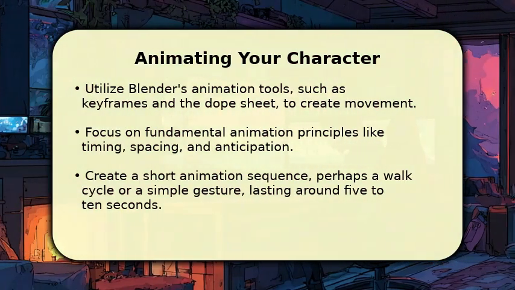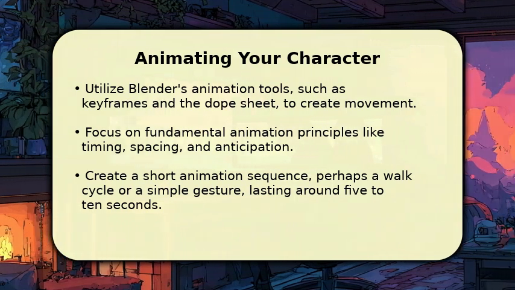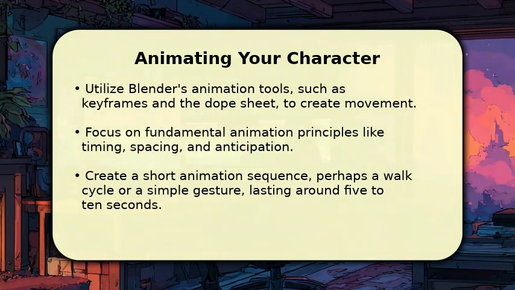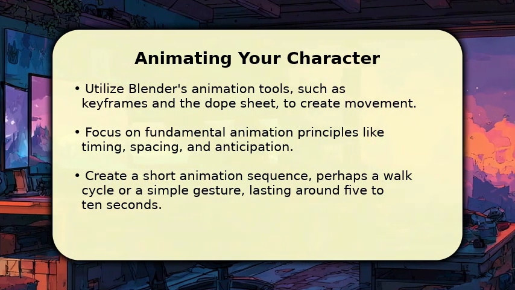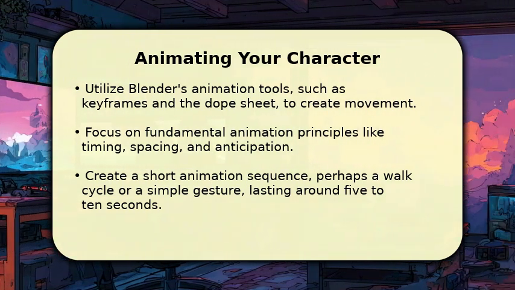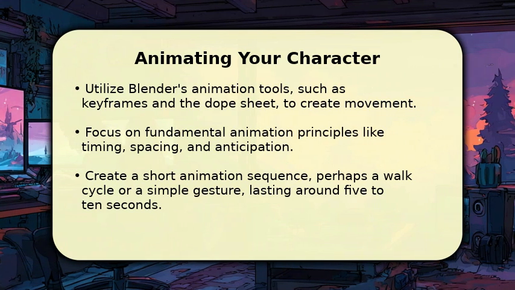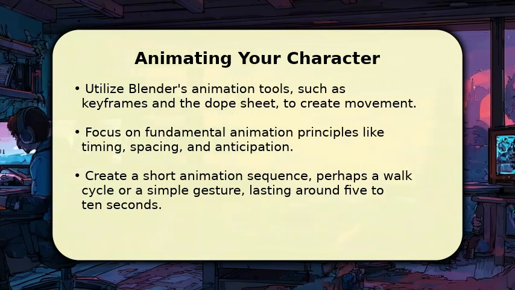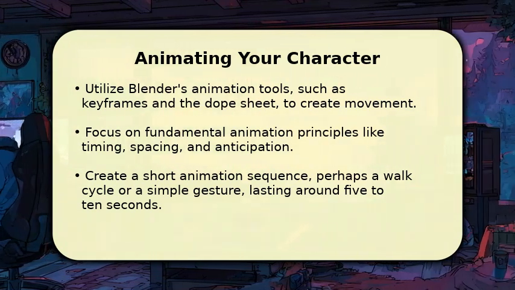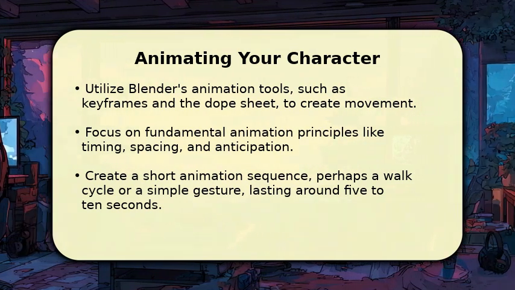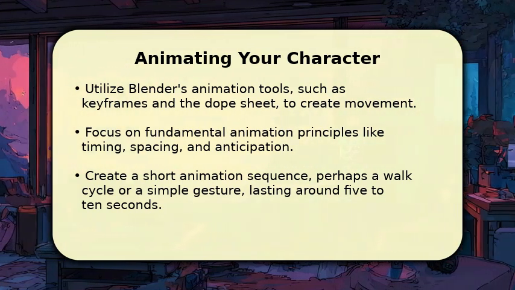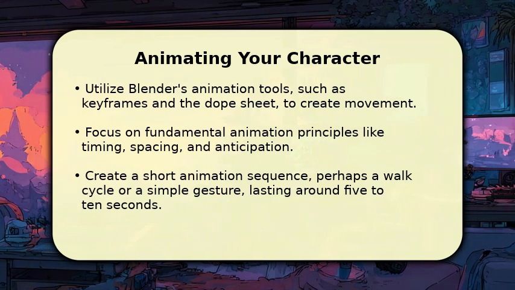Use Blender's powerful animation tools, like keyframes and the dope sheet, to craft your character's movements. Remember core animation principles such as timing and spacing to make your animations feel natural and impactful. Start with a simple sequence, perhaps a walk cycle or a wave, aiming for a duration of 5 to 10 seconds to practice these techniques effectively.